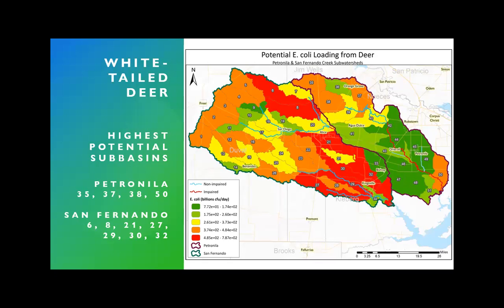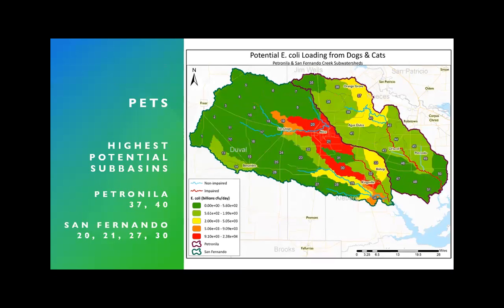So for white-tailed deer, being one of the examples we'll present, the red areas are the areas where there's probably the highest density of deer, which means there's probably the highest potential for deer to provide bacteria loading into that watershed, or all these subbasins. So that's where you would want to address the concern there. And then pets, it makes sense. It's around the urban areas, or most heavily around the urban area.